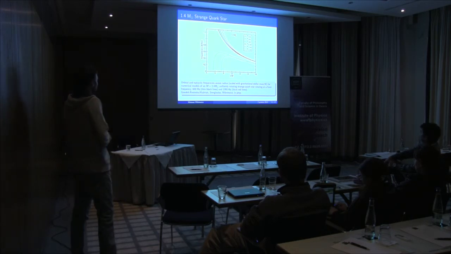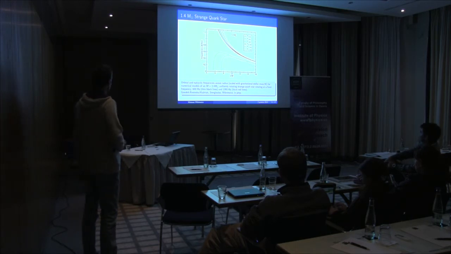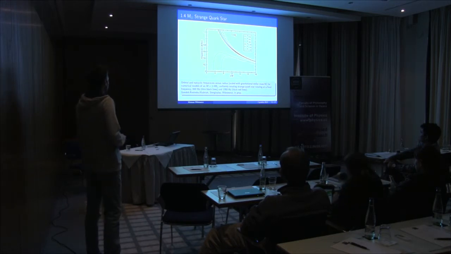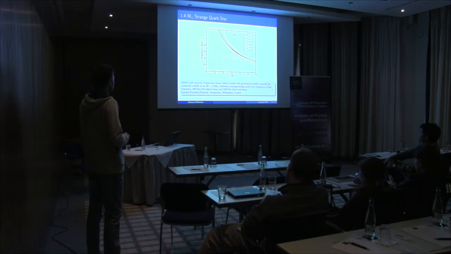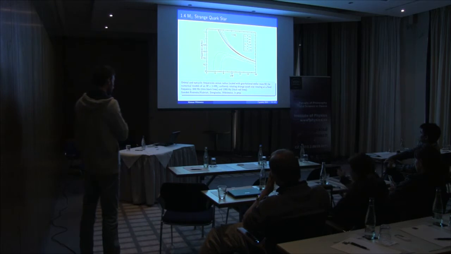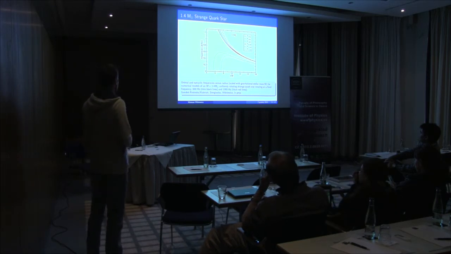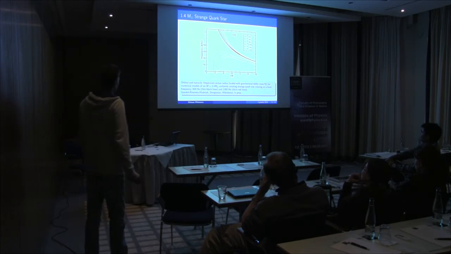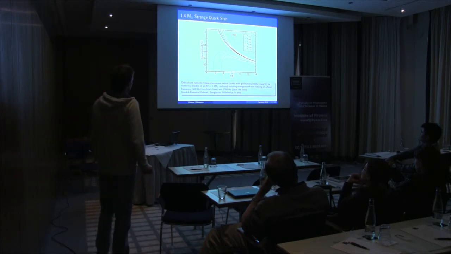Okay, let me say about results. Here we see, on the horizontal axis, the radius of the disk over the gravitational mass of the star. On the vertical axis we have frequencies. These are results for a 1.4 solar mass strange quark star.